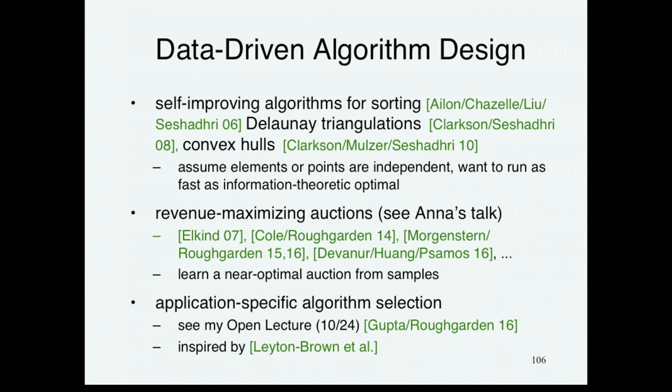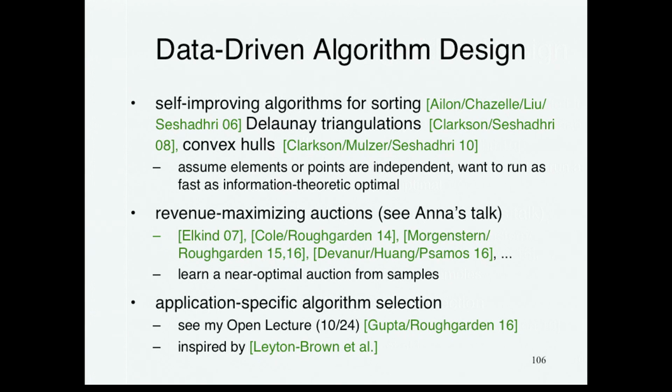So the first example of taking a learning theoretic approach to algorithm design with worst case performance guarantees is the literature on self-improving algorithms. This was initially done for sorting by Ailon et al. And then there's been some nice follow-up work by Clarkson, Seshadhri, and others on low-dimensional convex geometry. So let me explain what they were doing. The PAC formalism is pretty implicit in this literature, but let me explain what they do when they do self-improving sorting algorithms, and I think the analogy will be clear.